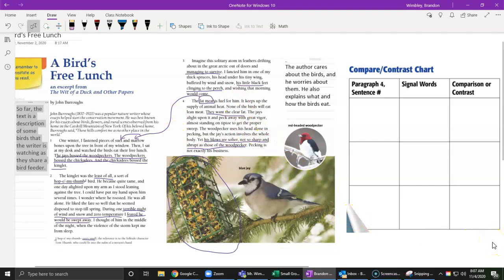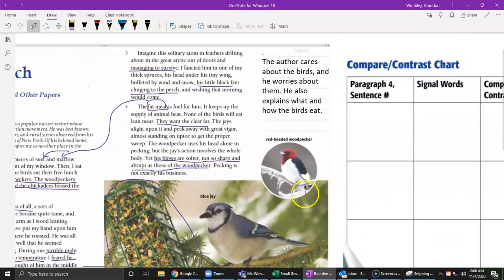The fat meat is fuel for him. It keeps up the supply of animal heat. None of the birds will eat lean meat. They want the clear fat. The jays alight upon it and peck away with great vigor, almost staying on tiptoe to get the proper sweet. So far, it's just telling us about how birds eat this meat. The woodpecker uses his head alone in pecking, but the jay's action involves the whole body. Yet his blows are softer, not so sharp and abrupt as those of the woodpecker. Pecking is not exactly his business.